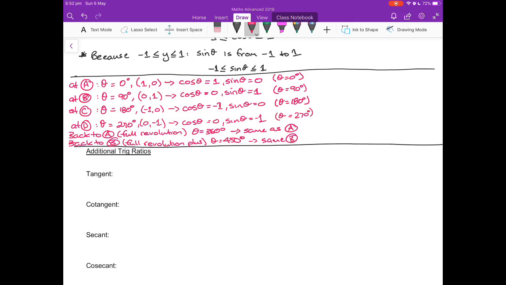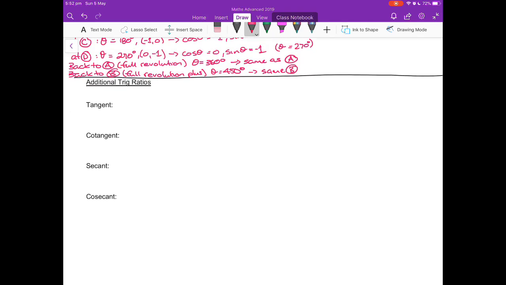Let's have a look now. We've got some additional trig ratios to use on the unit circle. You may or may not have seen these values before, or these ratios before. In terms of triangles, it's possible, can't guarantee it, but they definitely happen here on our unit circle, and so you do need to know about them.